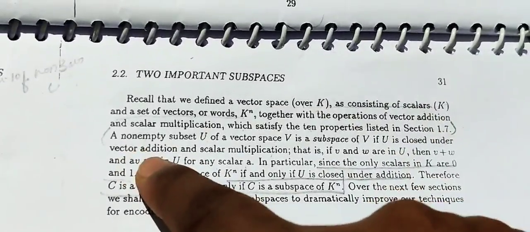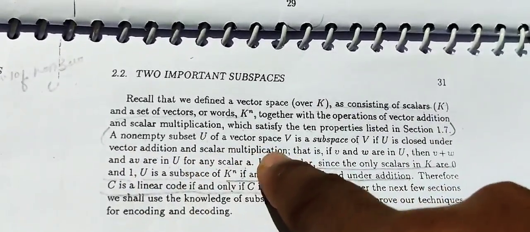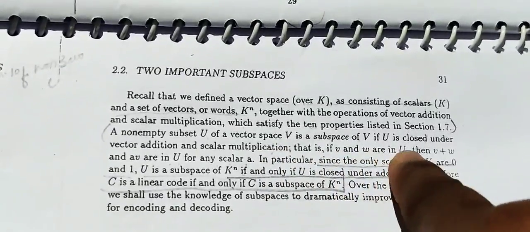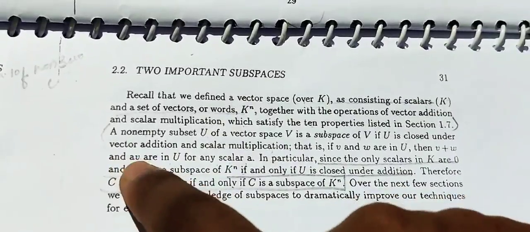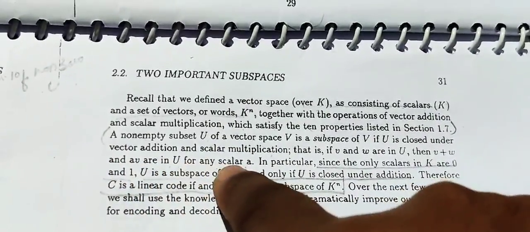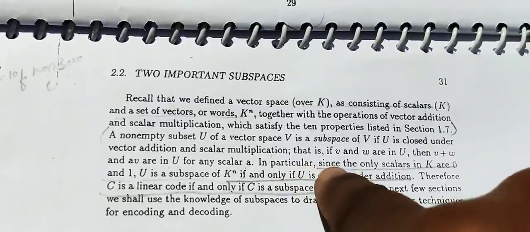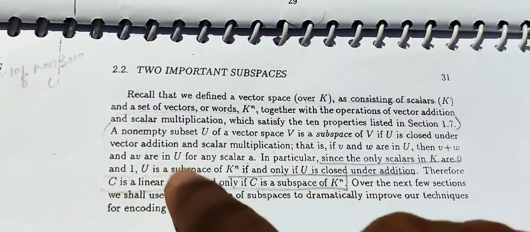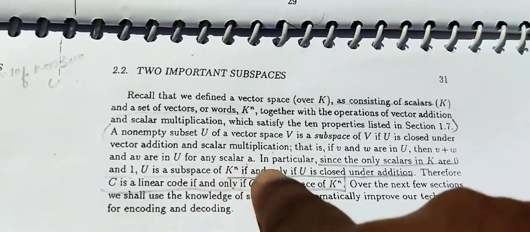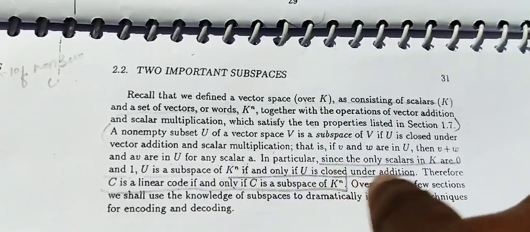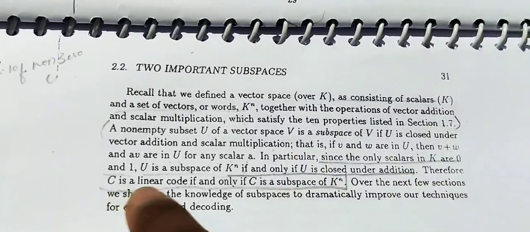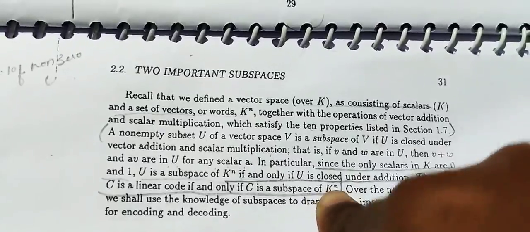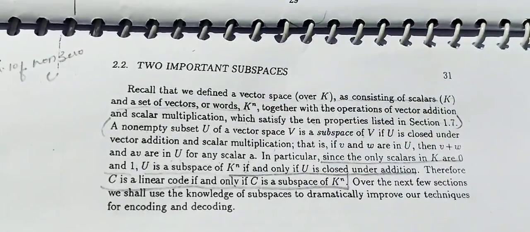under vector addition and scalar multiplication. That is, if v and w are in U, then v plus w and av are in U for any scalar a. In particular, since the only scalars in K are 0 and 1, U is a subspace of K^n if and only if U is closed under addition. Therefore, C is a linear code if and only if C is a subspace of K^n. Clear? So, what is that?